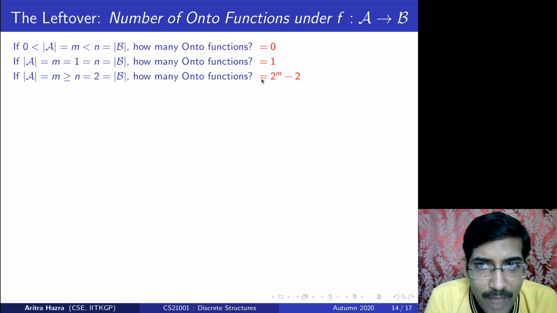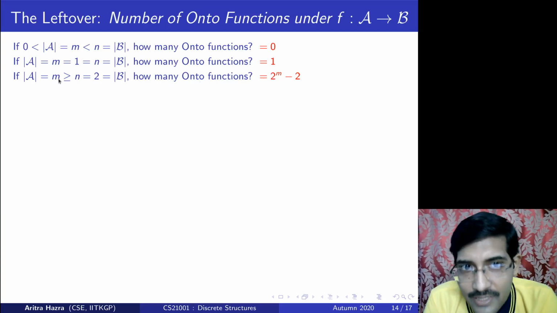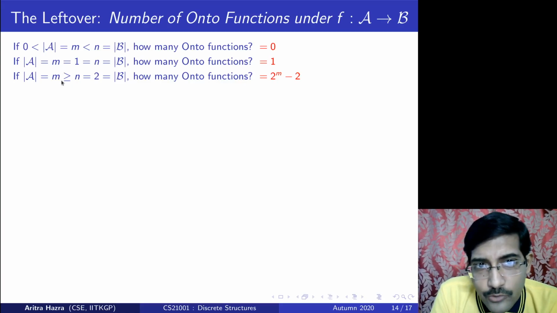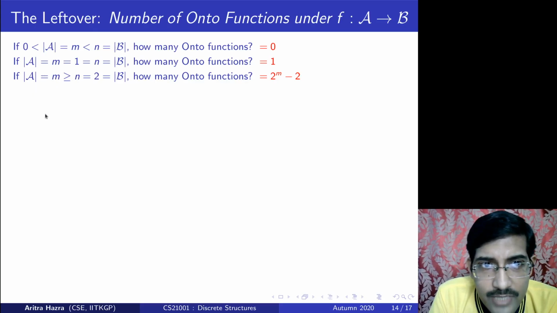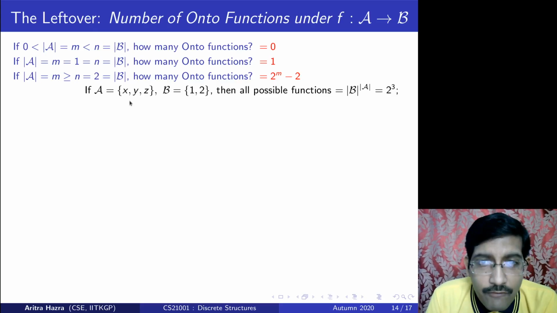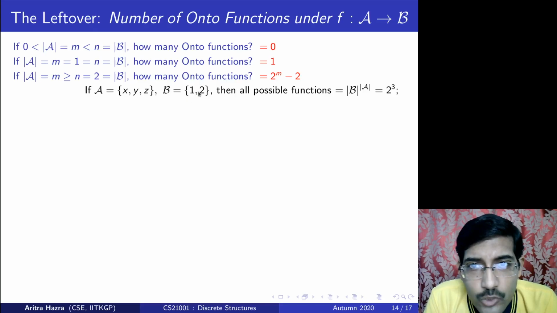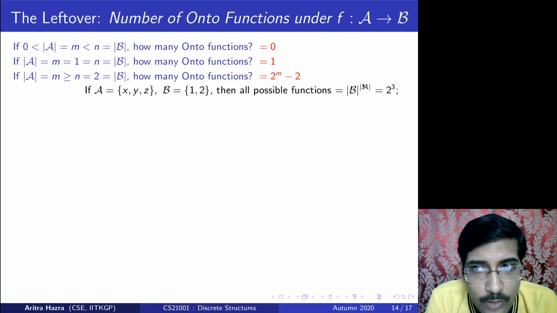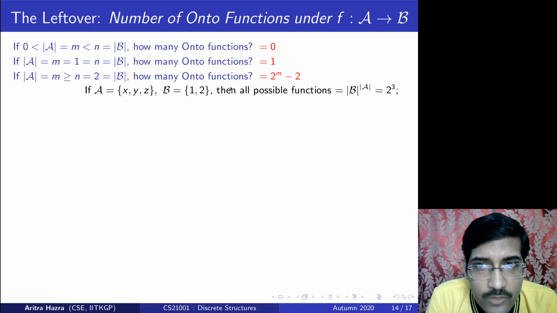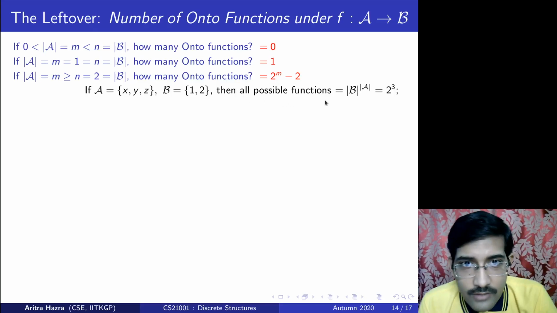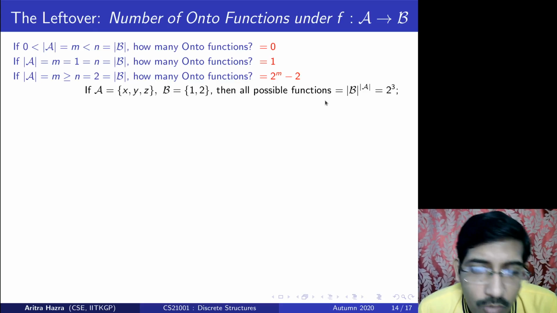Forget about this magic number. Let us try to think what happens if, let's say, M is equal to 3; the case of 2 will automatically come in. If M equals 3, that means I have 3 elements in A and 2 elements in B. How many functions are possible in total? As per my definition of total possible functions, it is the cardinality of B to the power of the cardinality of A, which is N to the power M, so 2 to the power 3. So 8 possible functions. Among them, can you figure out which of them are not onto?